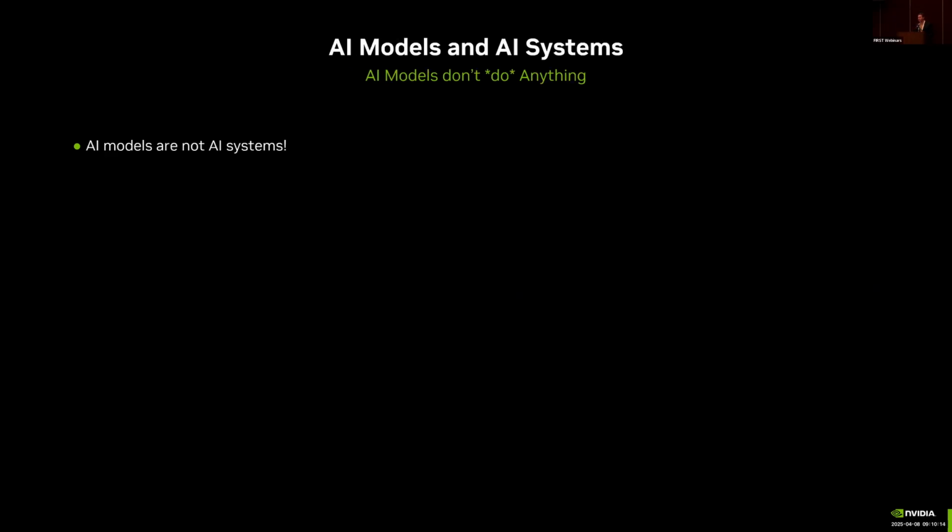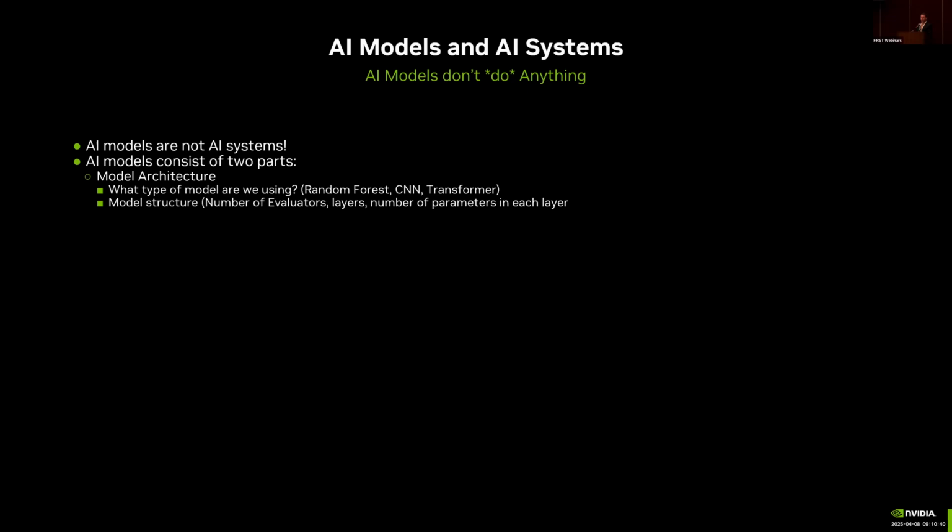So, AI models and AI systems. If you read the CVE blog post, thank you. But AI models are not AI systems, right? AI models have 2 parts. There's a model architecture. So this is what type of model are we using? Is it a random forest? Is it a convolutional neural network? Is it a transformer? Large language models are transformers. And what is the model structure? So how many evaluators are there? The layers, right? How many parameters do we have in each layer? No closing parenthesis on that one. So everything in the rest of the presentation, I guess, is enclosed in that open parenthesis, right?